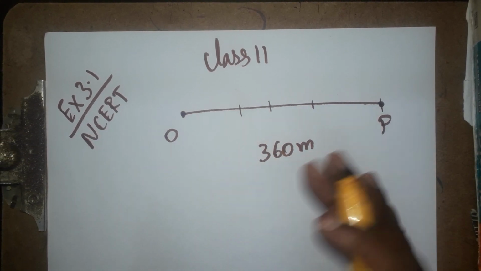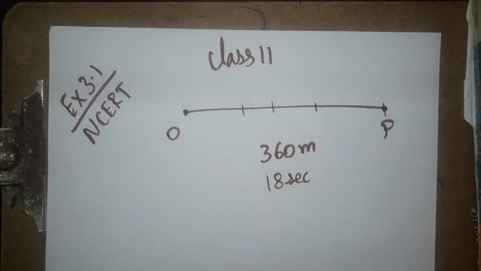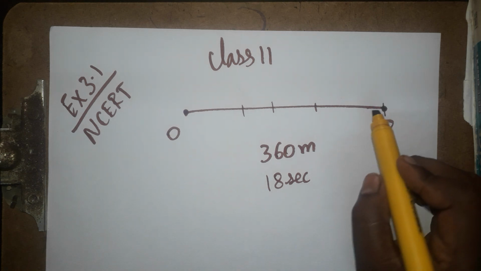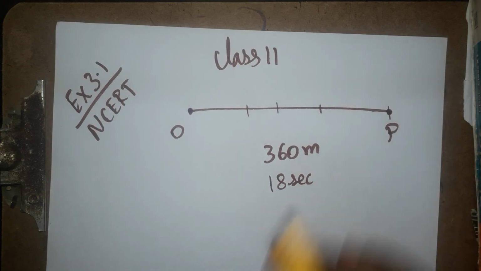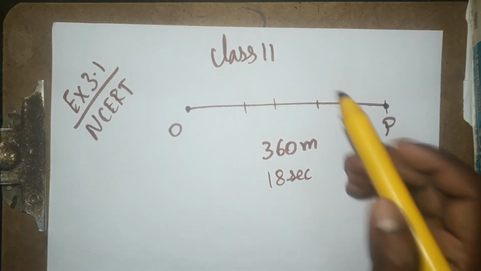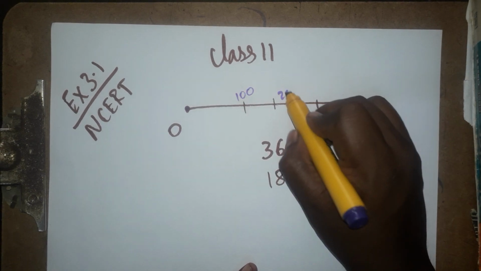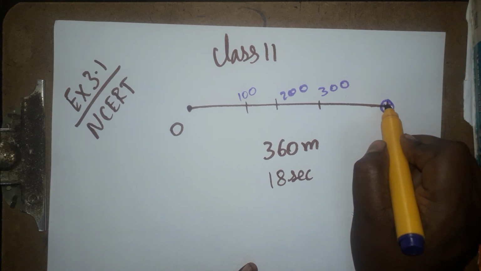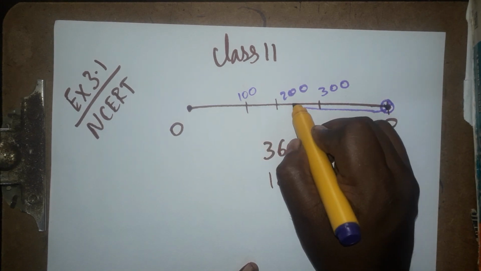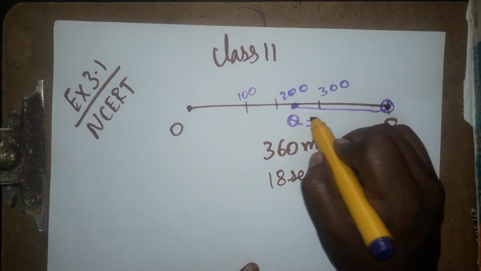The time taken for this is 18 seconds. Then the object came back, returning to 240 meter. So it returned to the 240 meter. It is 100 meter, 200 meter, 300 meter, finally 360. So he came back to the point Q, which is exactly 240 meter.